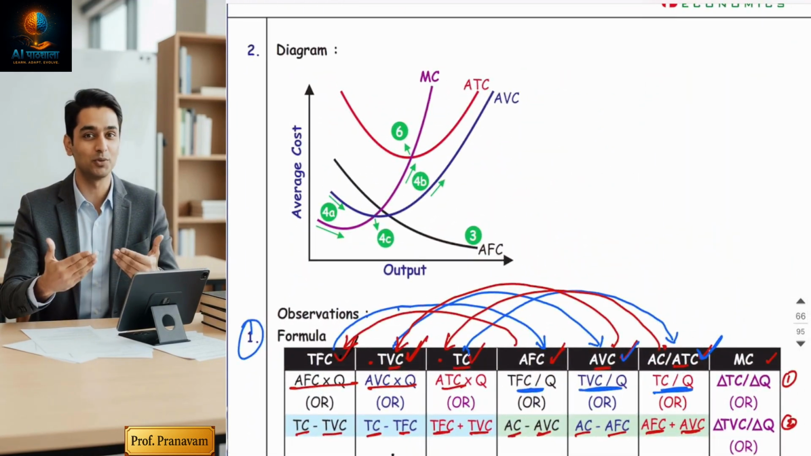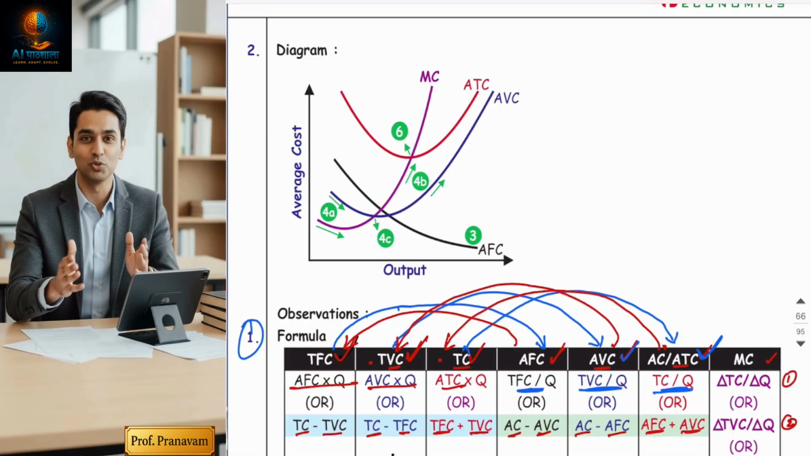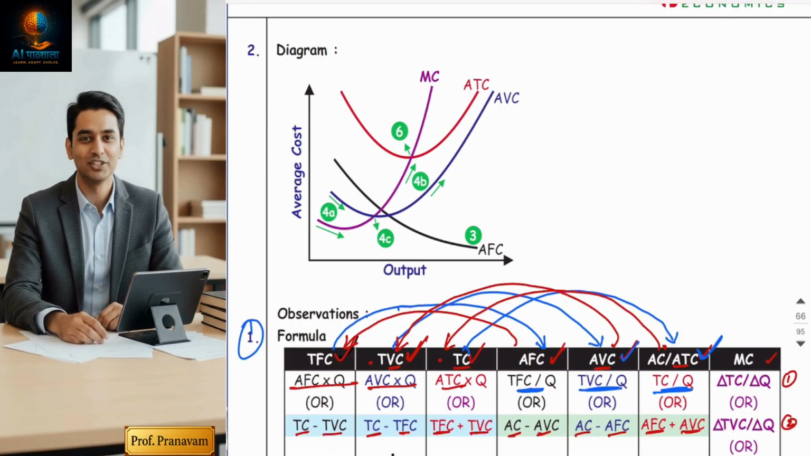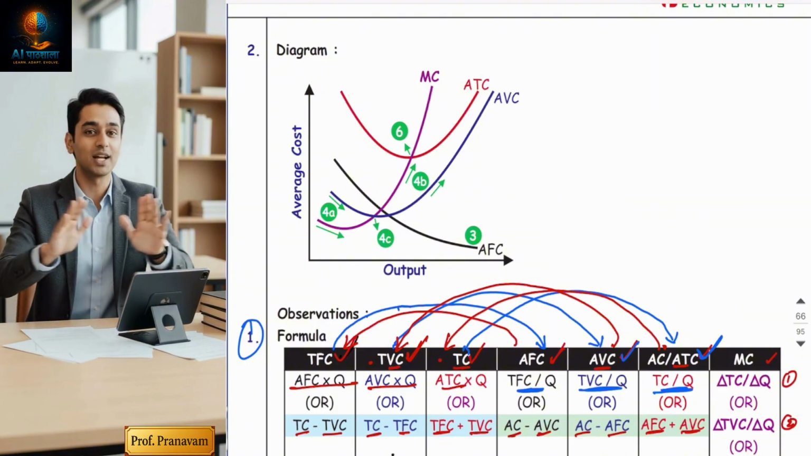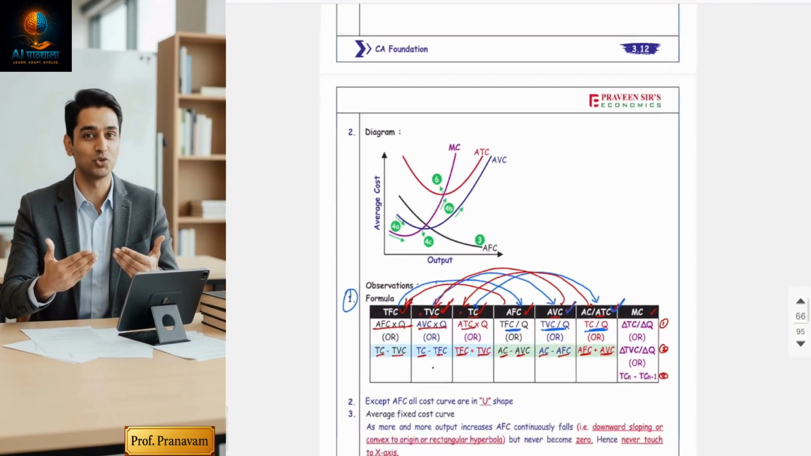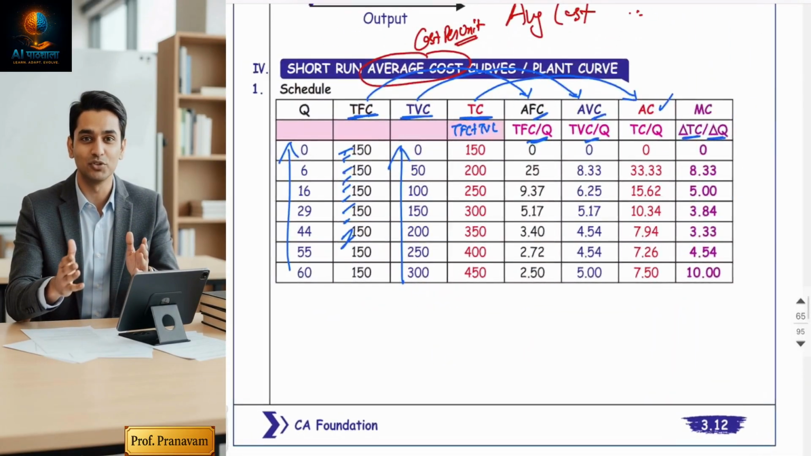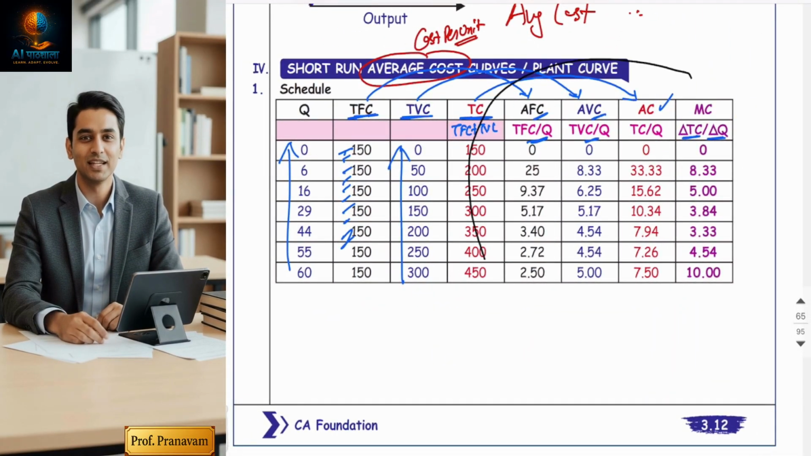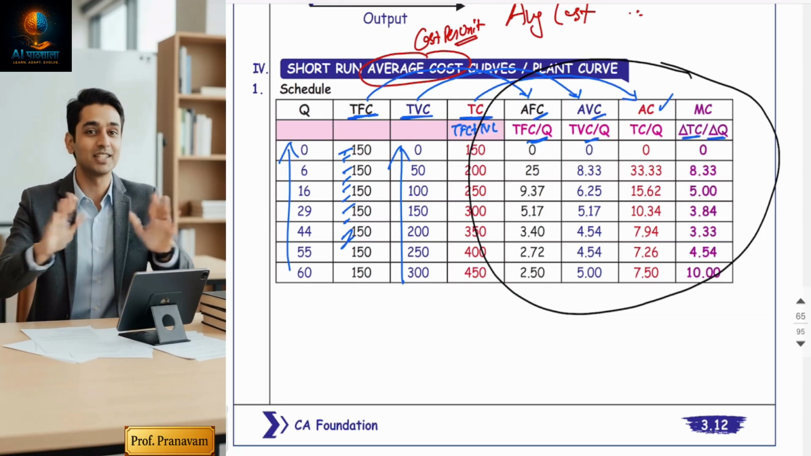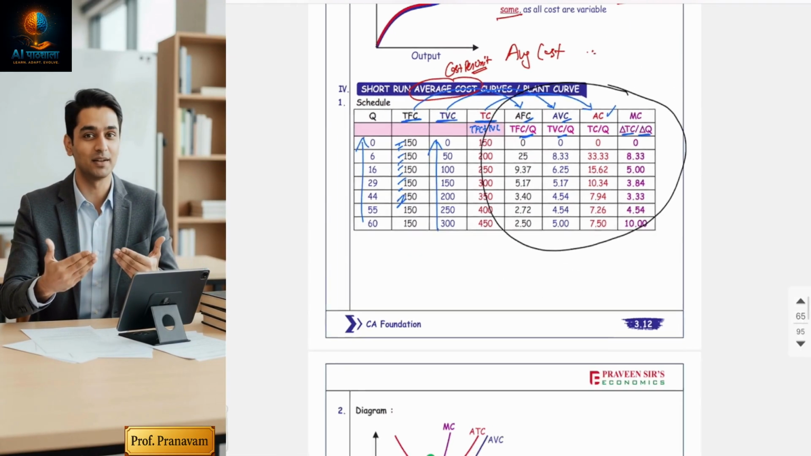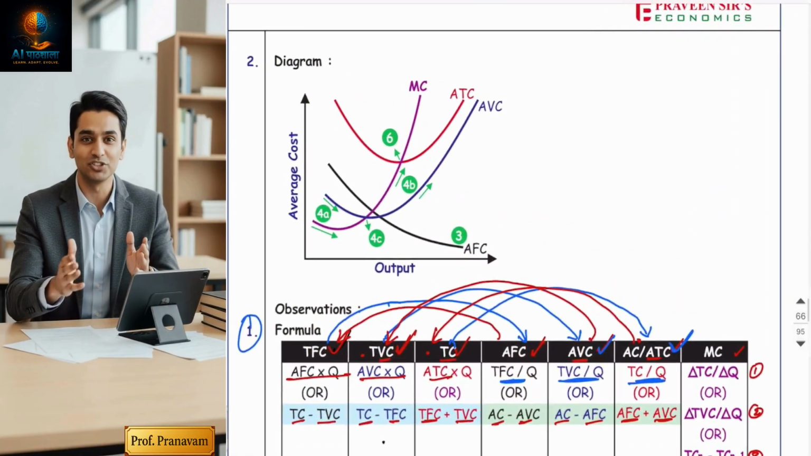From this diagram, the balance six points I am going to derive. No logic is required, only the shape of the diagram matters. Now listen, this diagram has been derived from this table: AFC, AVC, AC and AMC. But I'm not going into the figures now. I'll just get directly into the shapes.